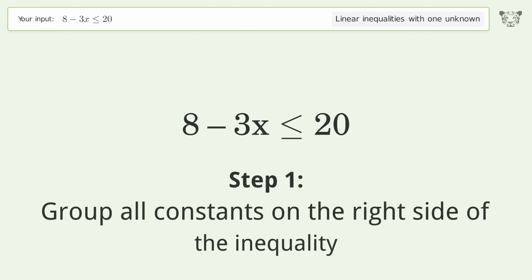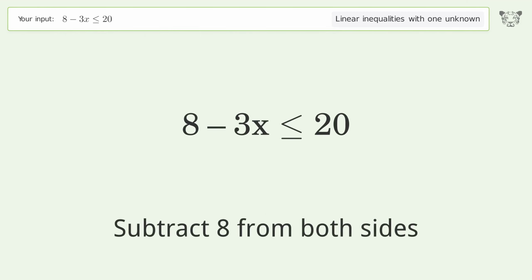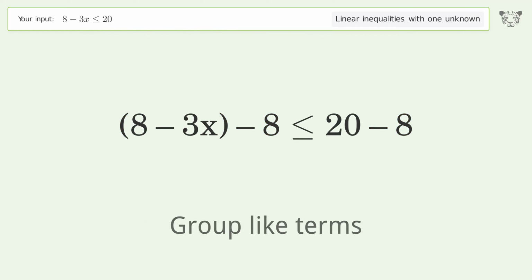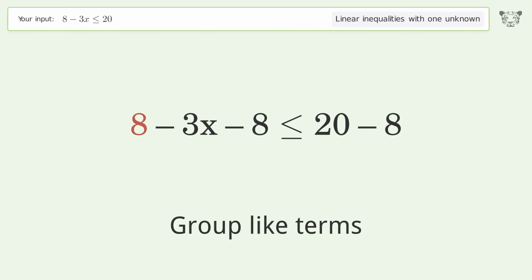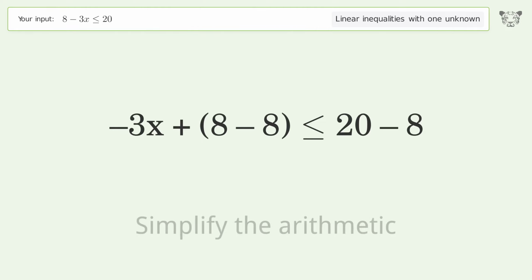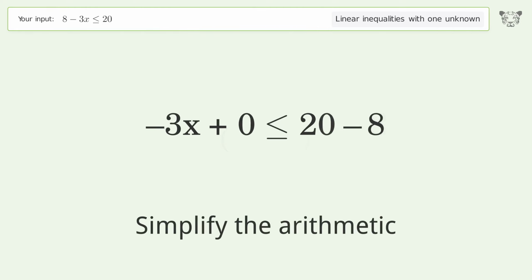Group all constants on the right side of the inequality. Subtract 8 from both sides. Group like terms. Simplify the arithmetic.